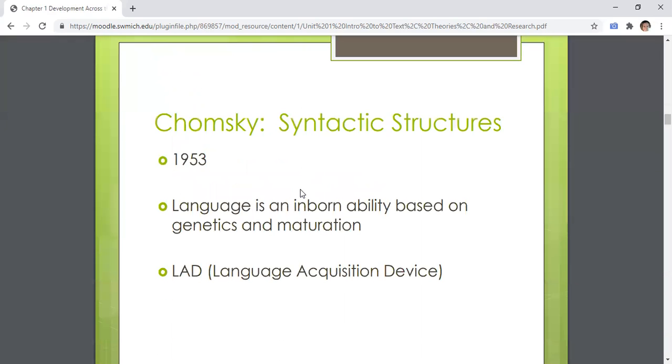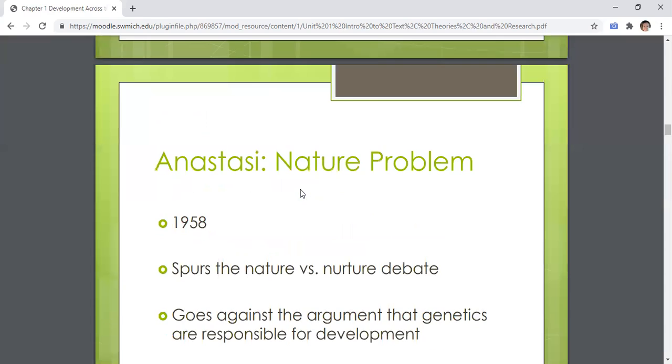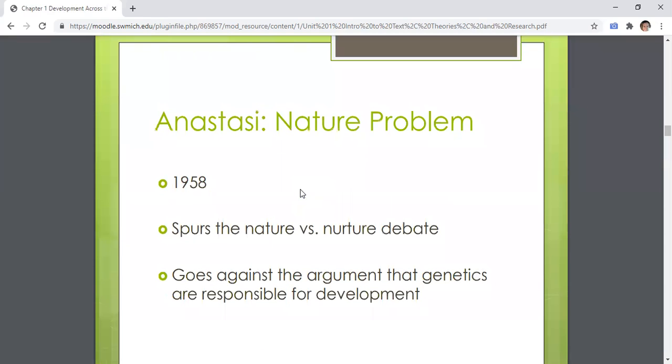When we look at language, nature and nurture, Chomsky is one who supports the nature side of this. He proposed that children are born with a language acquisition device, and this is what allows them to learn language through genetics and maturation. So when you're doing that unit, he will be one that you will be looking at as a source of information for the nature side.